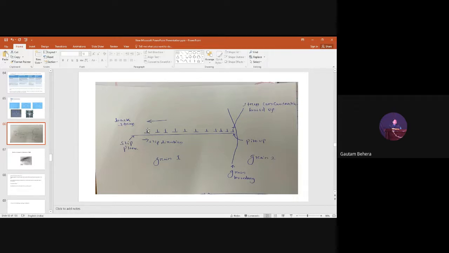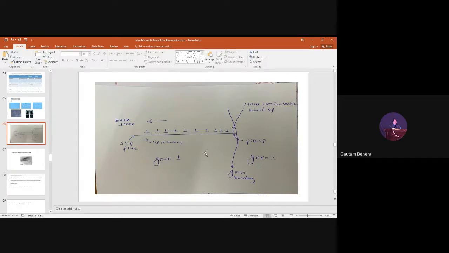This is the kind of queue, dislocations are present in a queue, in a line. So on these dislocations behind, some back stresses will be acting. This dislocation will give a back stress on this one. This dislocation will give a back stress on this one. This dislocation will give a back stress on this one. Like this, back stresses will be acting on the dislocations, right?